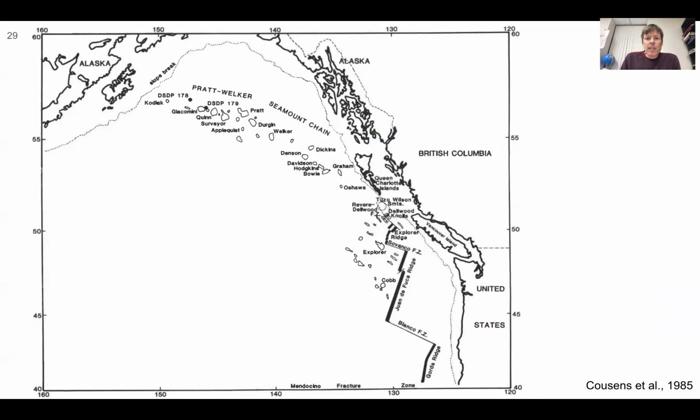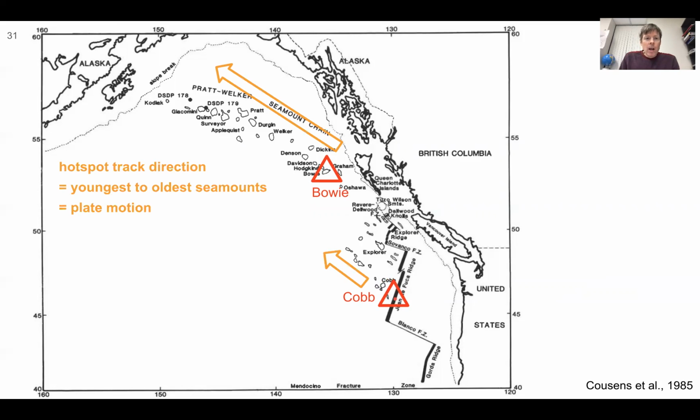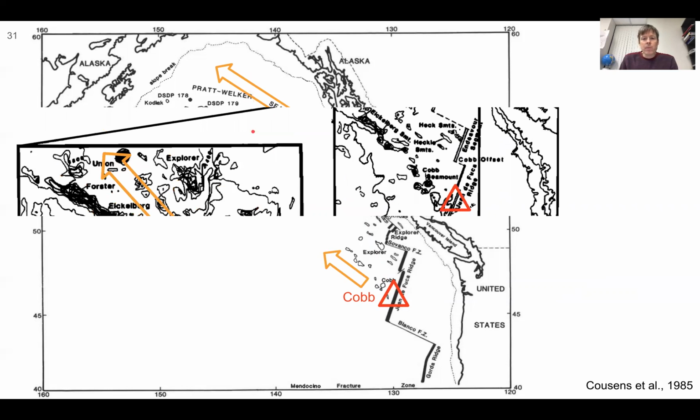There's a detailed study in 1985 looking at all these different seamounts, dating them, and trying to think about the relationship and how they formed with respect to the spreading ridge and also the motion of the plates. And so here we see the Bowie seamount, and the Cobb seamount is right here, but it's the Cobb hotspot that is actually now on the spreading ridge as shown here. Hotspot track direction is giving us youngest to oldest seamounts, and that is the direction of plate motion.